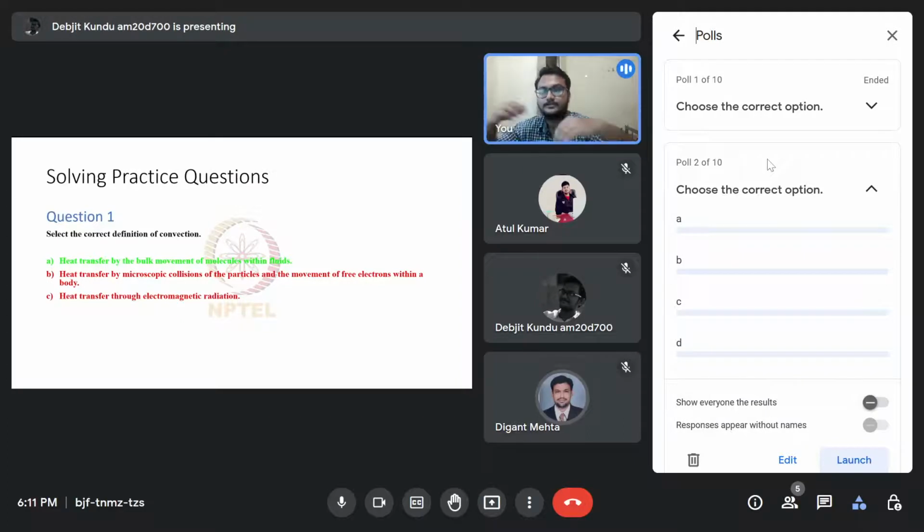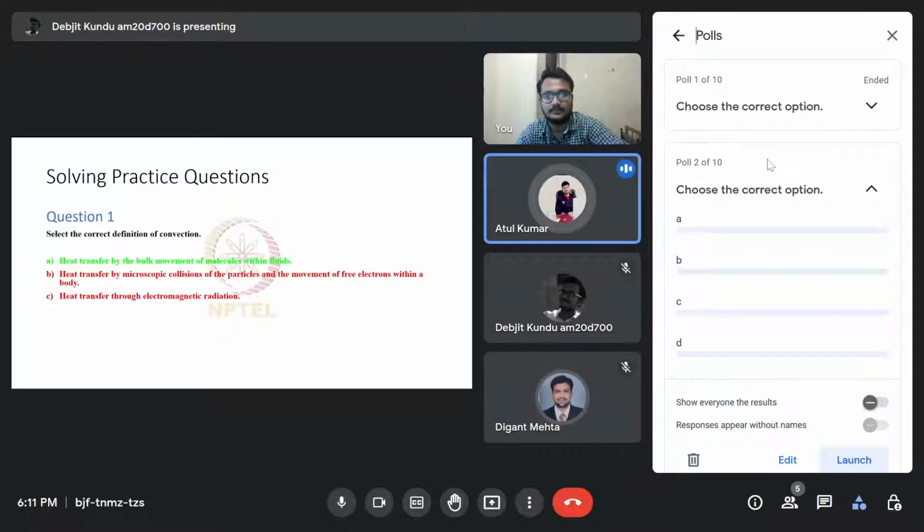Heat transfer by bulk movement of fluid is exactly the way we define convection. The other two options: option B, heat transfer by microscopic collisions of particles and movement of free electrons. That's the definition of what? Can anyone say? You can unmute and answer. Sir, that is for conduction. Correct. And what about the last option, option C, heat transfer through electromagnetic radiation?